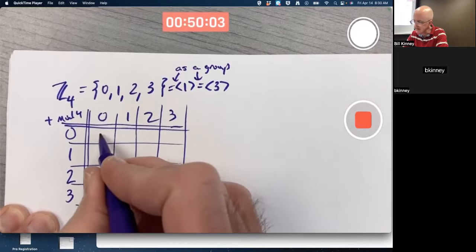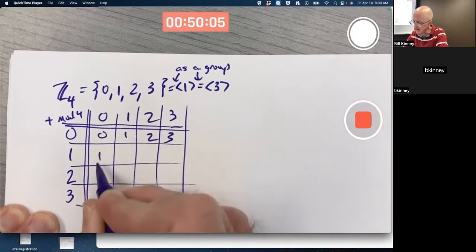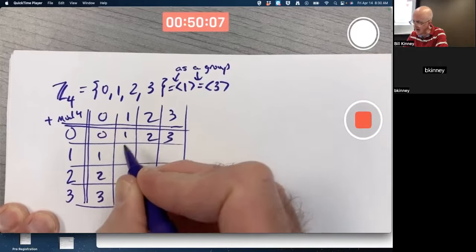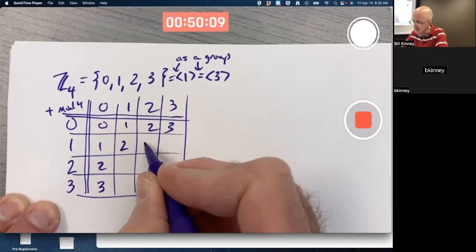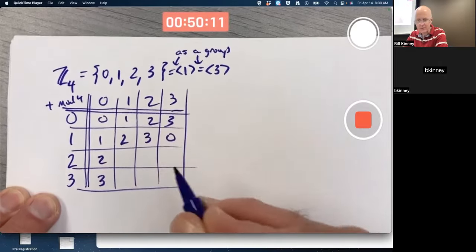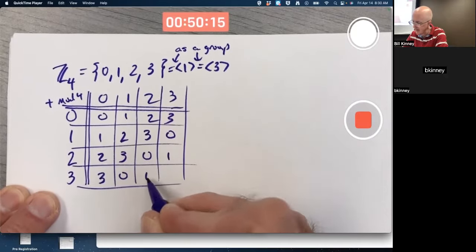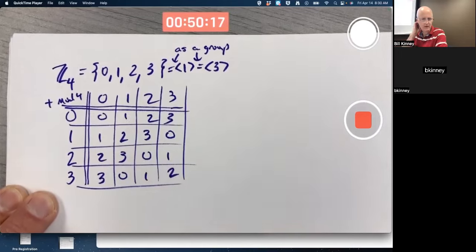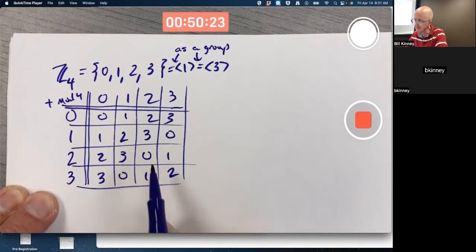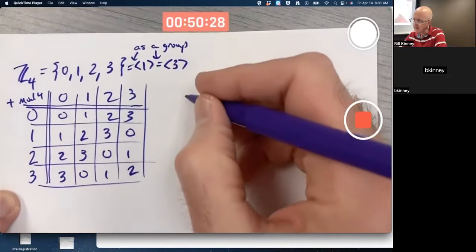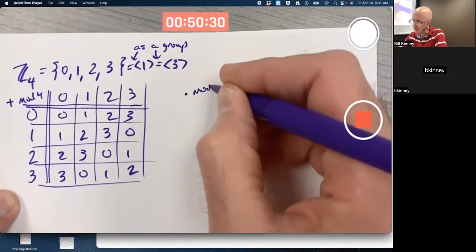Okay, quickly fill it in. 0 is the additive identity. It is abelian. I can quickly fill this in. I'm adding mod 4. So that's going to do this. Quickly filled in Cayley table, right? Double check it. 2 plus 2 mod 4 is 0, for example. 2 plus 3 is 5. Mod 4 is 1. What about multiplication mod 4?